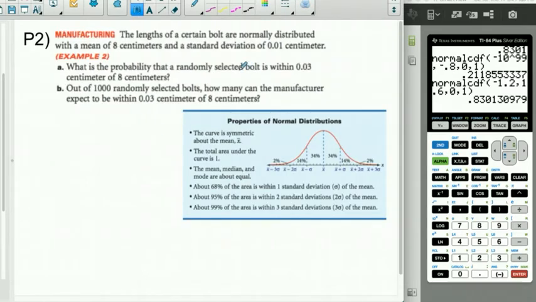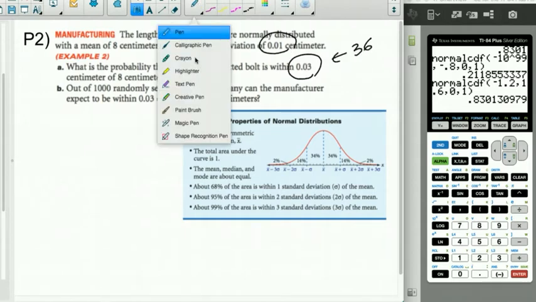So in P2, the lengths of a certain bolt are normally distributed with a mean of 8 centimeters and a standard deviation of 0.01 centimeters. What is the probability that a randomly selected bolt is within 0.03 of the 8 centimeters? Well, 0.03 is 3 of these standard deviations, right? 3 of the standard deviation.